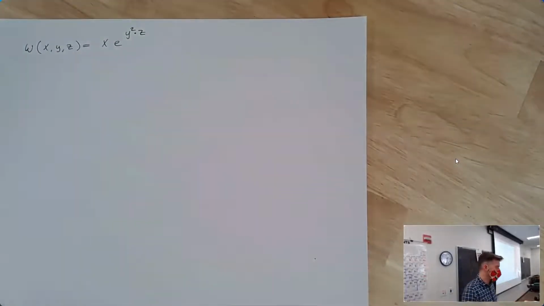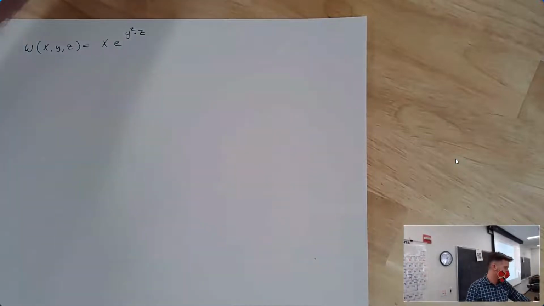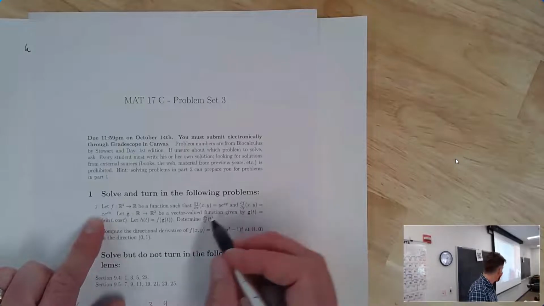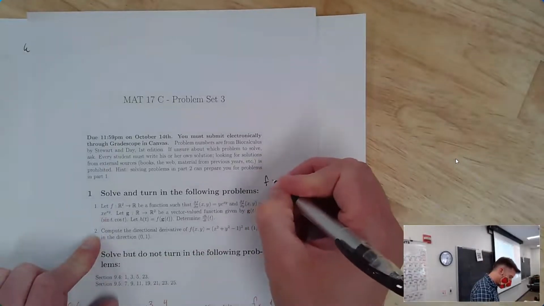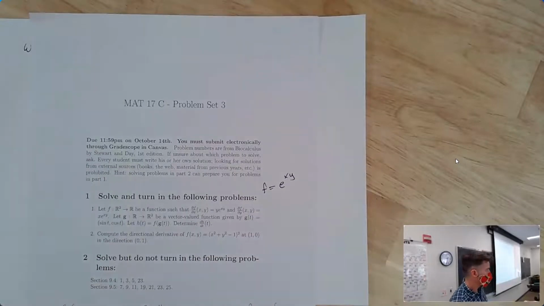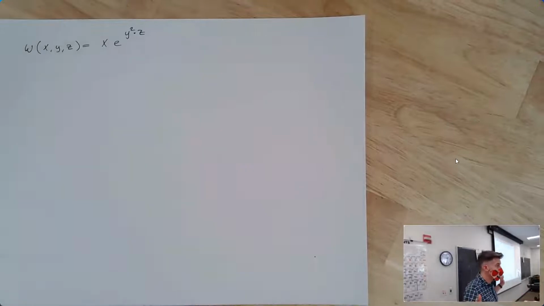I will mention, if it helps you see things, the function that your actual homework problem is coming from, where the partial with respect to x is y e to the xy, and the partial with respect to y is x e to the xy. This function here is just e to the xy. If you take the partials, you can totally see it. You don't need that piece of information, but if it helps you work things out, it's worth looking at.